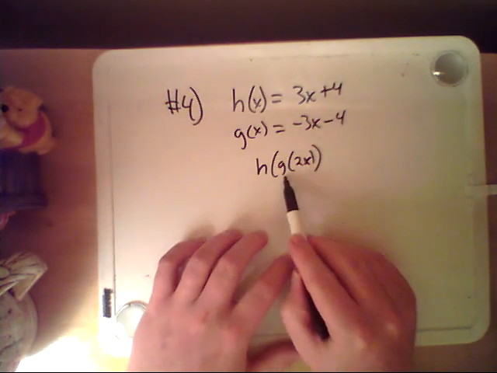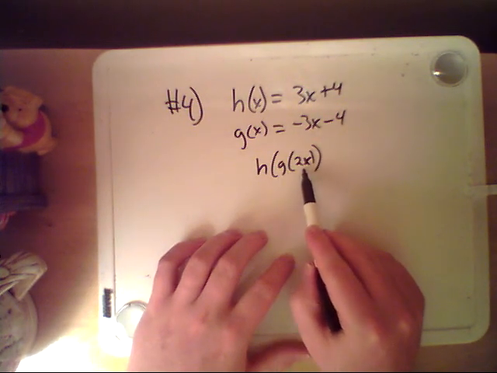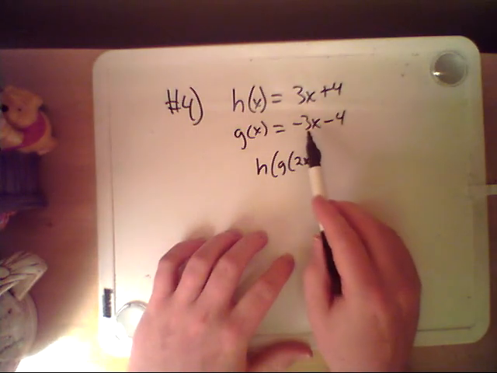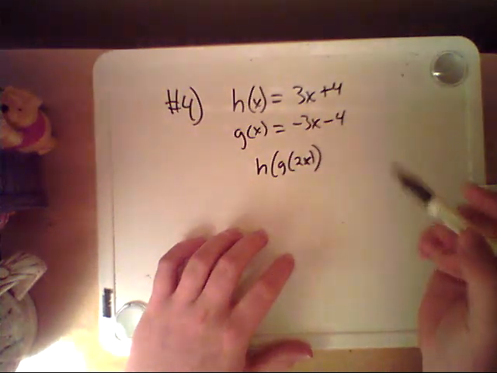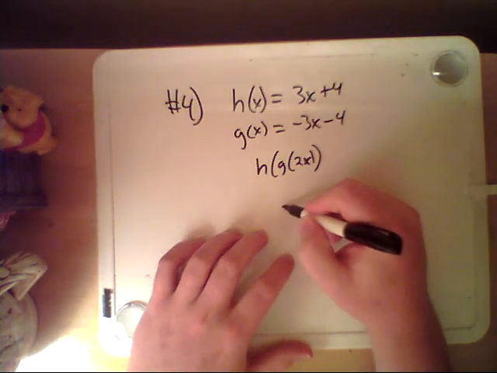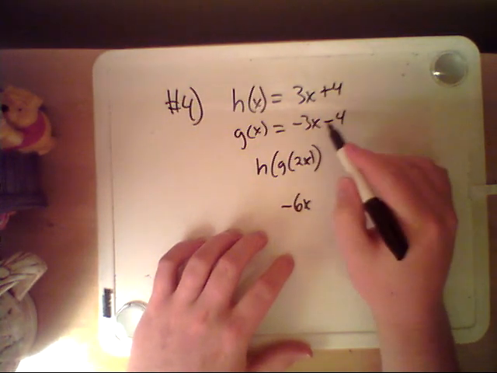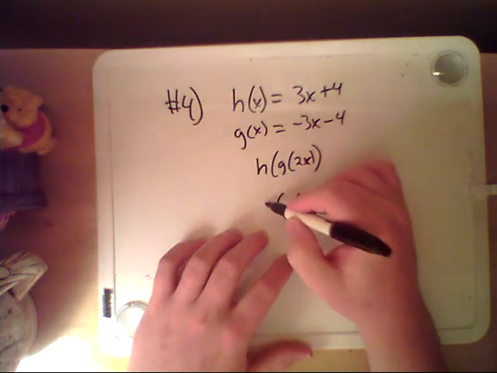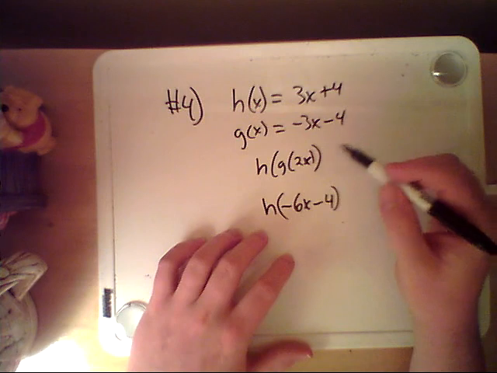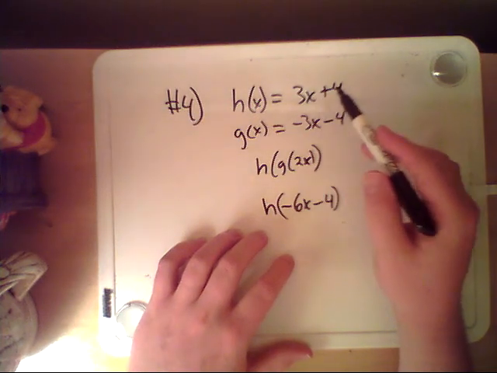So first we'll find the inside function, g of 2x. So we'll plug 2x in this equation. Negative 3 times 2x would be negative 6x, minus 4. And we're finding h of that. So we're going to plug this into the h equation.